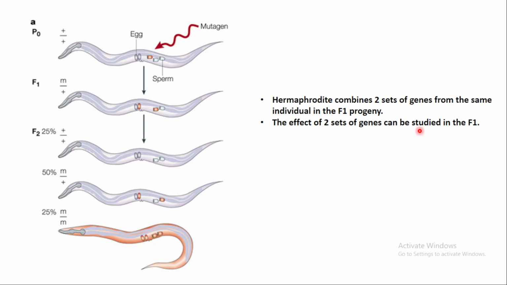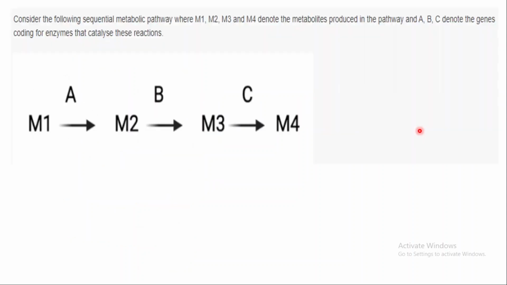So the same individual will have two sets of genes, the female gamete and the male gamete, and these both can self-fertilize and then the effect of two sets of genes can be studied in the F1 generation itself. So statement 3 is also correct. I hope it is clear to the students. Statements 2 and 3 are correct. Statement 1: a suppressor screen does not enhance the mutant phenotype, rather it reduces or suppresses it.